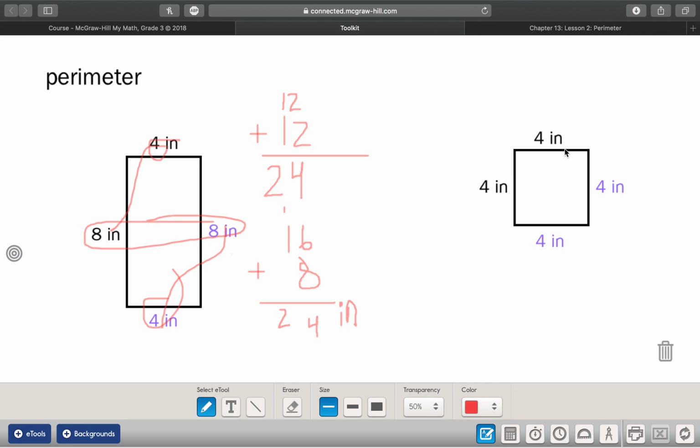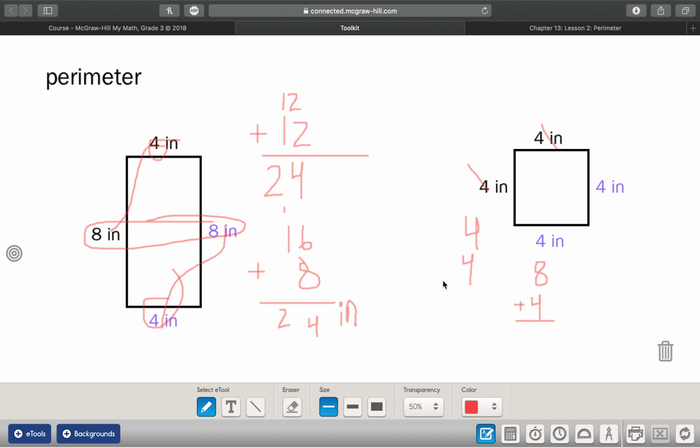Now here we have a square. I know it's a square because every single side has the same measurement. Each side is 4 inches, which means that it's a square by definition. So I could just add 4 times. 4 plus 4 is 8. So I got this one and this one. Then I'm going to add 4 again.